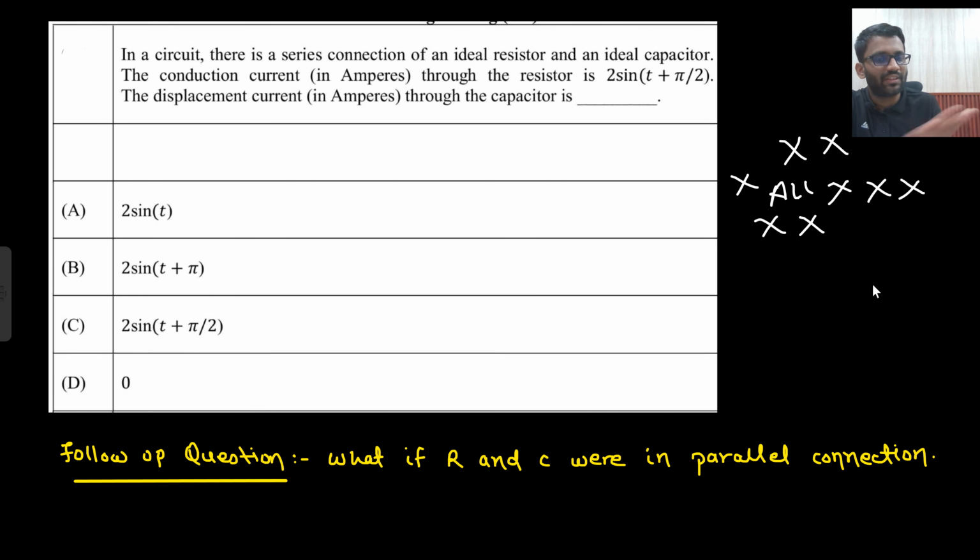You can go to their previous year solution. Errors may happen. I'm not saying they are weak or anything like that. There are brilliant teachers of EMFT. Whoever teaches EMFT in this field, they are brilliant. I learn from them only.